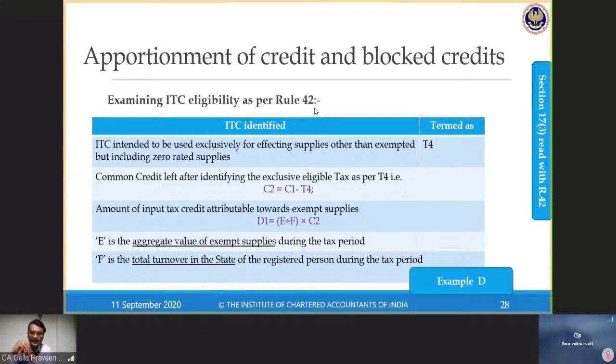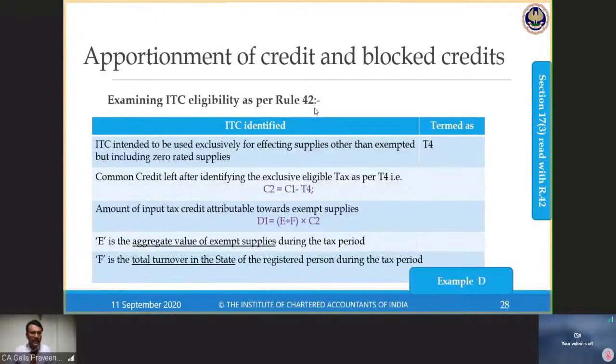Again, Sapan says, relating to construction of road, we are not capitalizing the road. In that case, whether we can avail ITC. Yes, Sapan, as long as you have not capitalized, the answer to your question is yes, we can take input tax credit. Now, coming to our Excel, come to example number D.